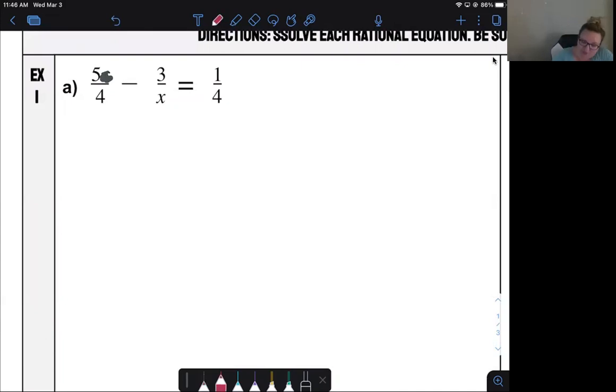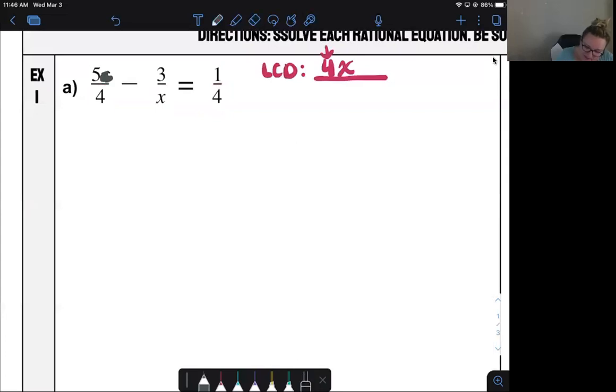Then we need to determine a least common denominator. Our least common denominator needs to include at least one of every factor from each denominator. So this denominator has 4, our LCD needs to include 4. This denominator has x, it needs to include x. This one has 4, our LCD already has 4 in it. So our least common denominator for this one is 4x.